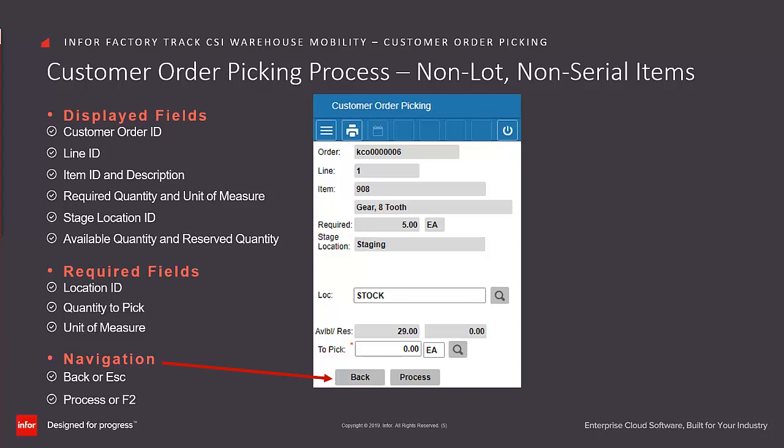Factory Track will continue to prompt the user to continue the customer order picking process. Selecting a different menu item or clicking back will end the continued processing.